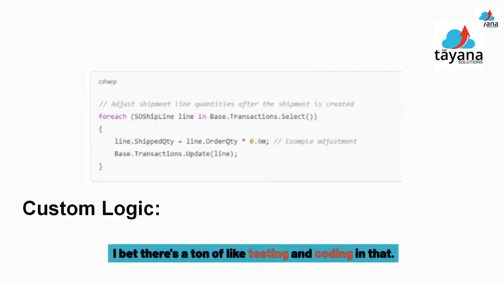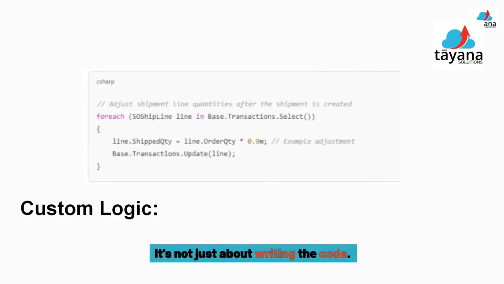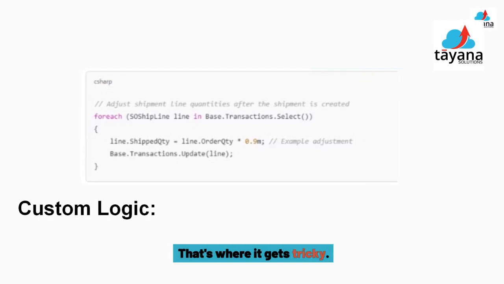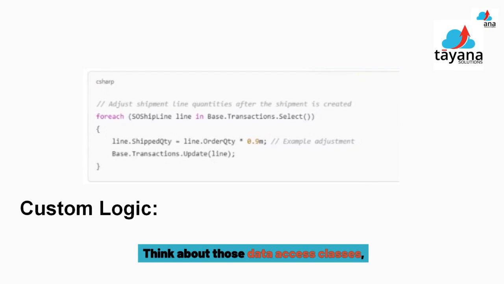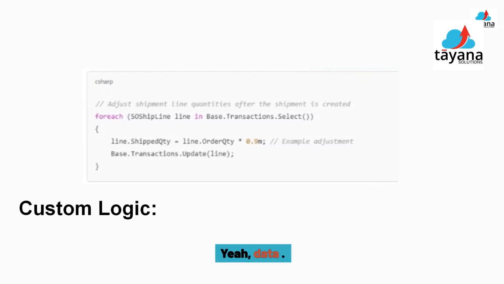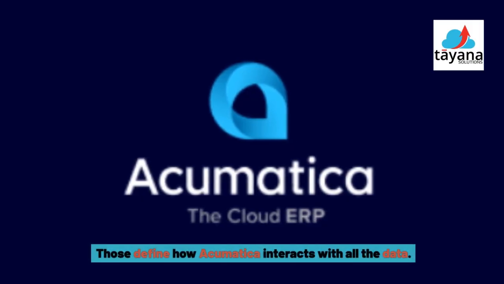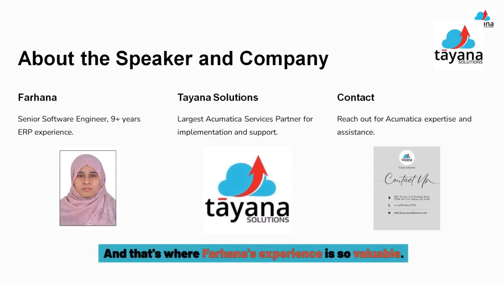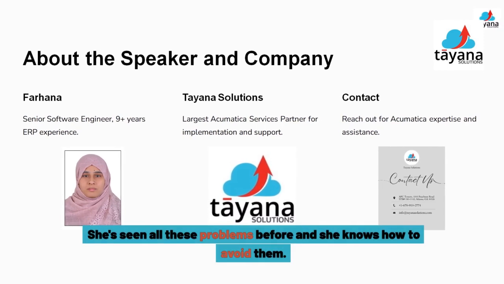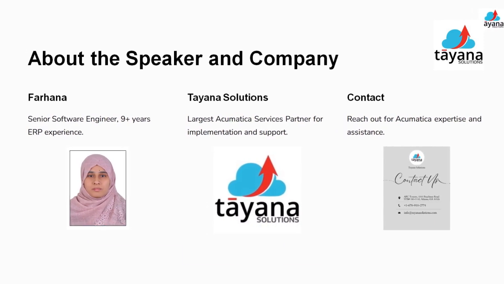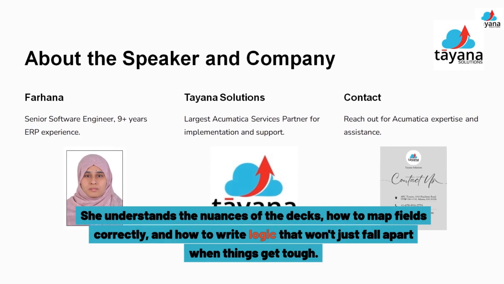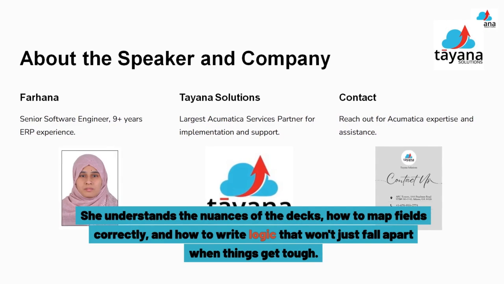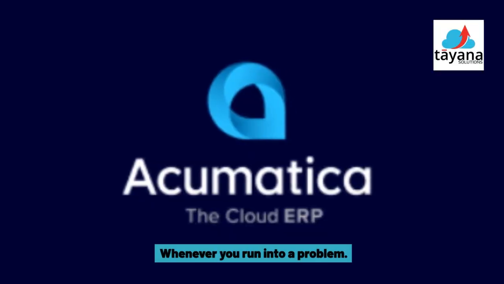I bet there's a ton of testing and coding involved. Oh yeah, it's not just about writing the code. You've got to make sure it plays nice with the rest of the system. That's where it gets tricky. Think about those data access classes, DACs. Those define how Acumatica interacts with all the data. That's where Farhana's experience is so valuable. She's seen all these problems before and knows how to avoid them. She understands the nuances of the DACs, how to map fields correctly, and how to write logic that won't fall apart whenever you run into a problem.